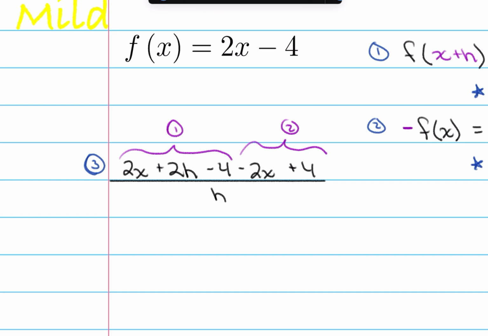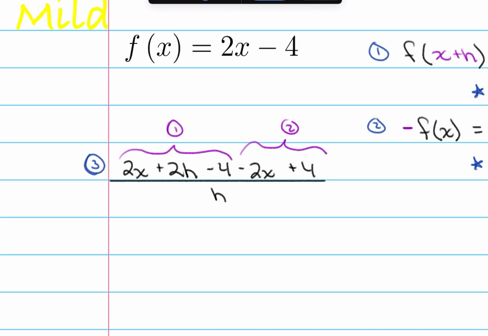You should notice if you did all of your algebra in step 1 and step 2 correctly, anything that does not have an h in it should go away. And I'll explain what that means. But if it has an h, it'll stay. If it does not have an h, it'll go away.